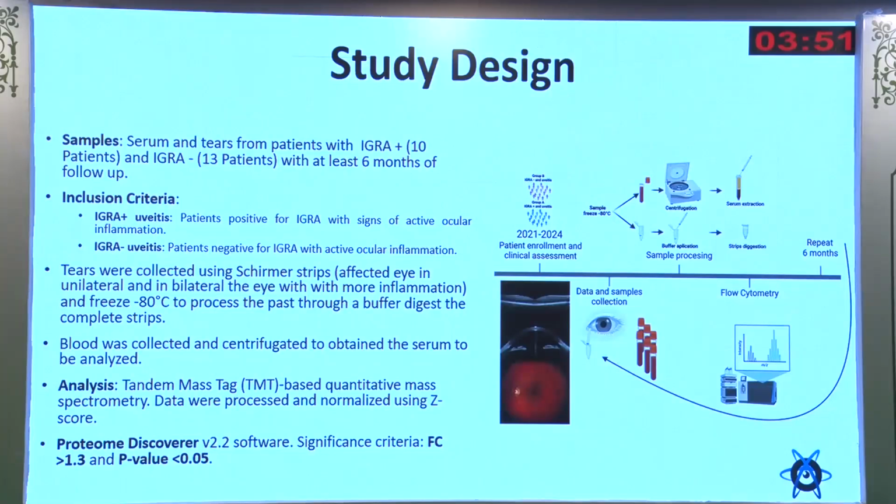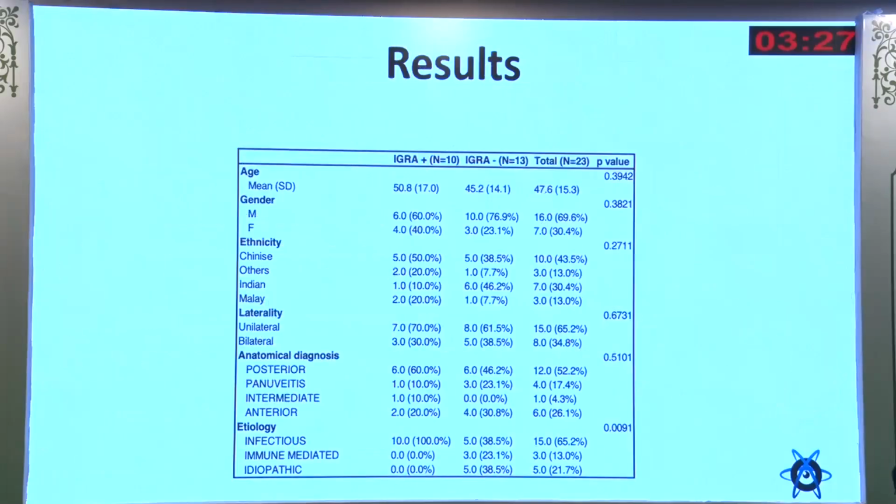So how did we go about setting up the study? It was a prospective study where parallel samples of serum as well as tears from patients with IGRA positive and IGRA negative were collected, and a follow-up was also done at 6 months. The sample size was smaller, but we still went ahead with a robust analysis for the proteomics using tandem mass tag quantitative mass spectral analysis. And this is the spread of the patients, which was quite evenly spread between the two groups.